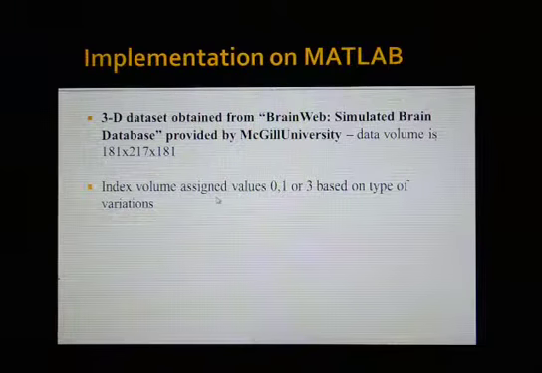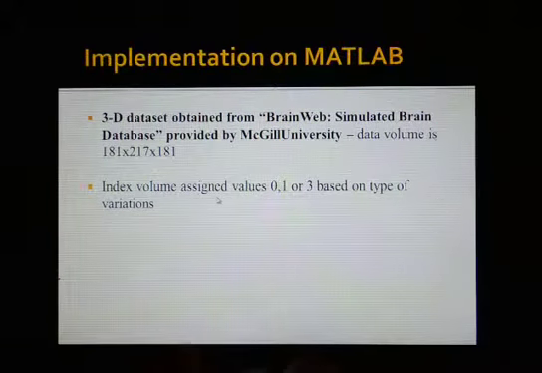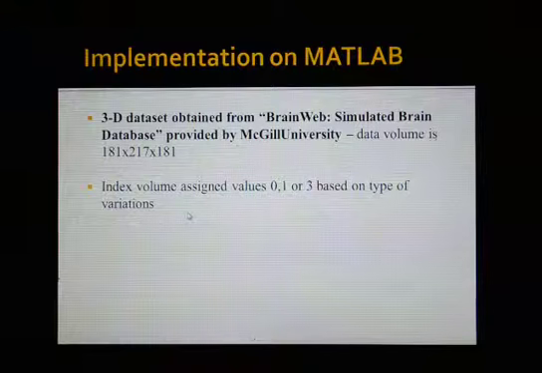The index volume is assigned values of 0, 1, or 3 based on the type of variations. The regions of constancy, where there is no variation, are assigned values of 0, and require nearest neighbor interpolation. The regions of 1 are linearly varying regions, and require linear interpolation. The regions of 3 are the variation of cubic or higher degrees.